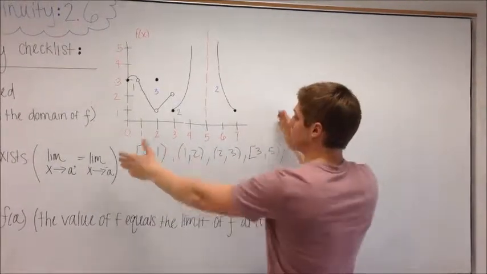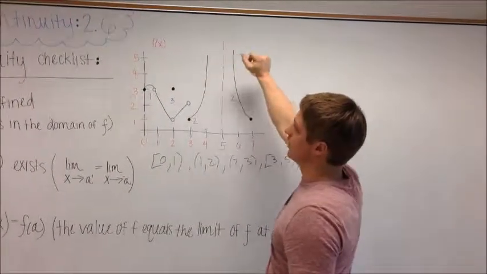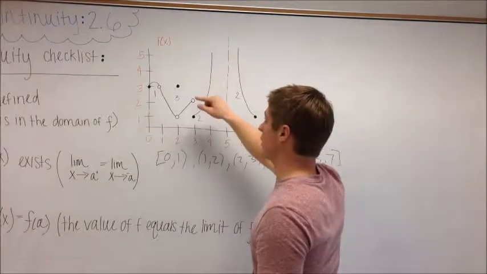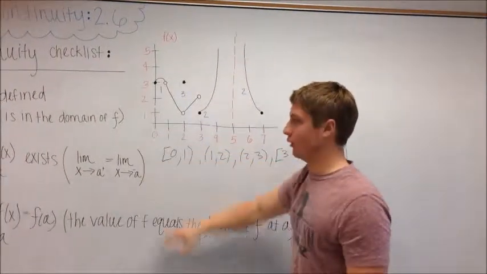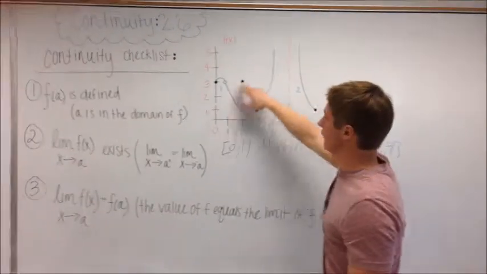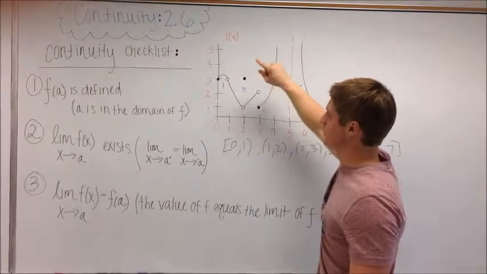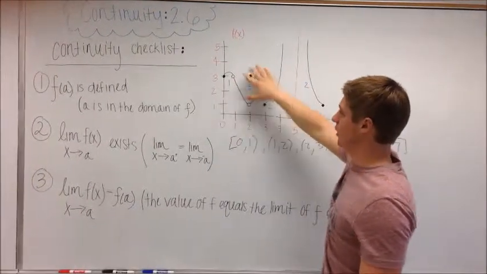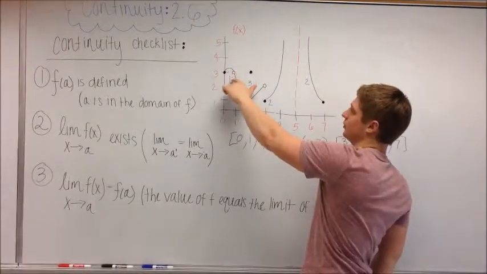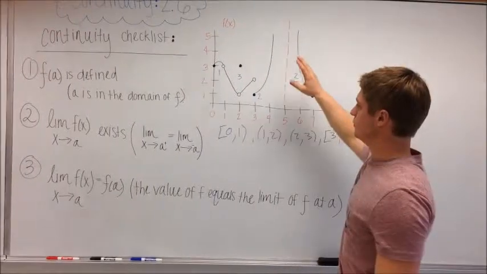So right here we have a graph. We've graphed f of x, and we're going to show some discontinuities where they fail at each rule on the checklist. The first one is going to be at 1. It fails the checklist because f of 1 is not defined. For this to be continuous, f of 1 must be defined, and it's not. So it's discontinuous at 1.